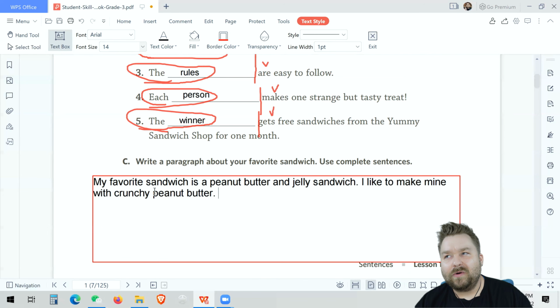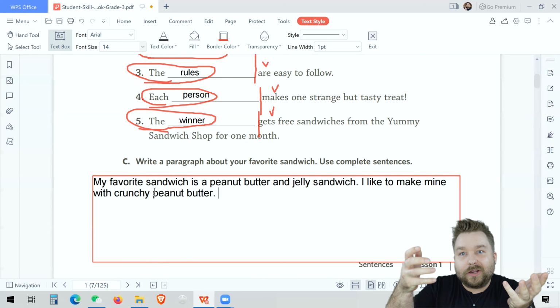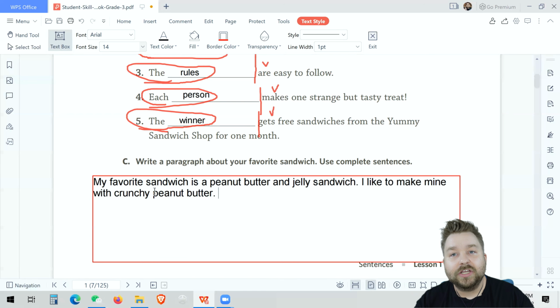Now, that's only one part of a peanut butter and jelly sandwich. What am I going to put on the other side? My jelly. What's my favorite jelly? I like jelly. I like all kinds of jelly. I'm going to say grape jelly. I like to make mine with crunchy peanut butter. Now I'm going to talk about my jelly.